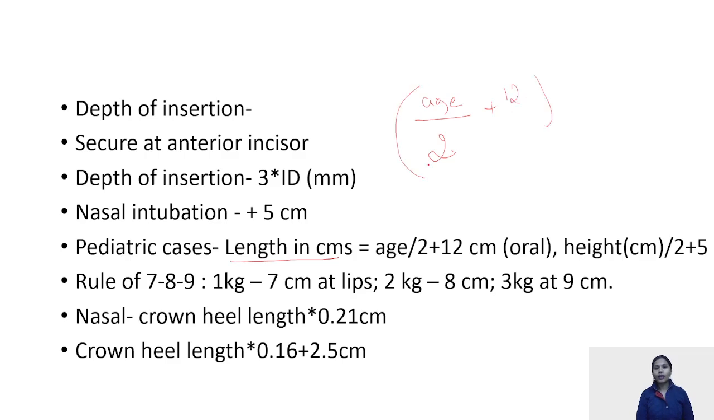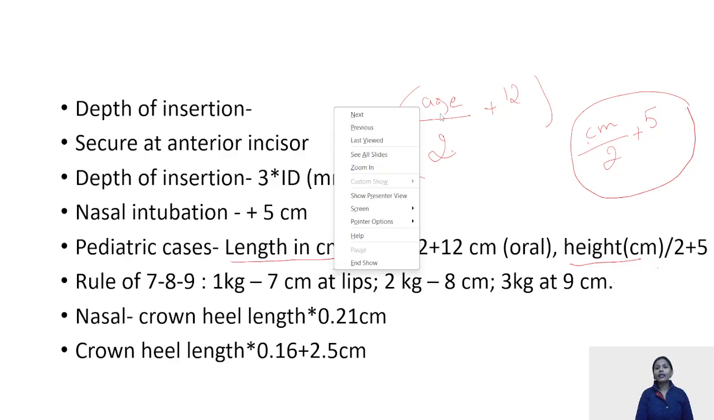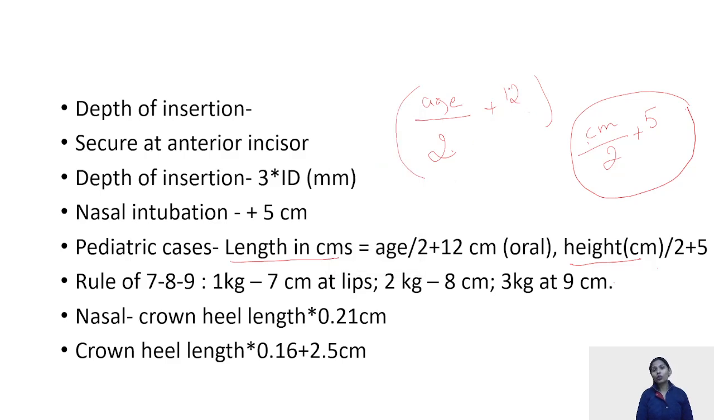In those pediatric cases where length cannot be taken but height is taken, it is height in centimeters upon 2 plus 5. These are two different formulas that have been used. In some cases, we have height in centimeters upon 2 plus 5, and where length is taken in centimeters, it is age upon 2 plus 12. The most commonly asked is this one, age upon 2 plus 12.